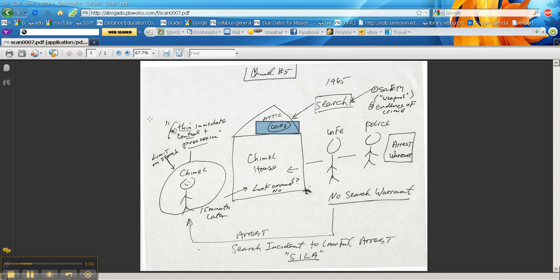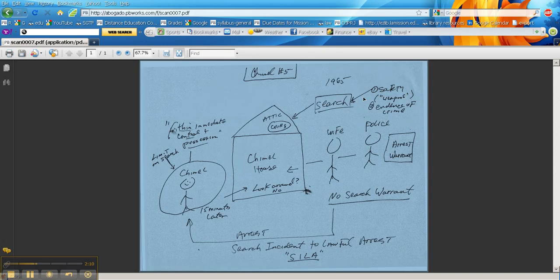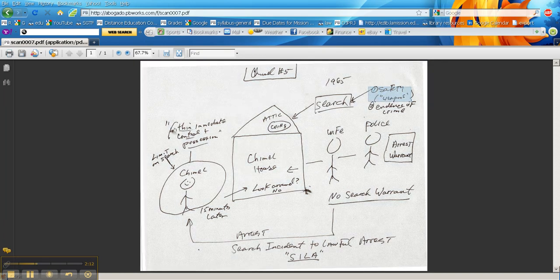So the issue here is, what is the limits of a reasonable search and seizure? And in order to come up with the answer, we have to look at what's the reason for having the ability to do a search incident to an arrest. And the answer is there's two primary reasons. One is you want to protect the safety of the officer when he's making a search.